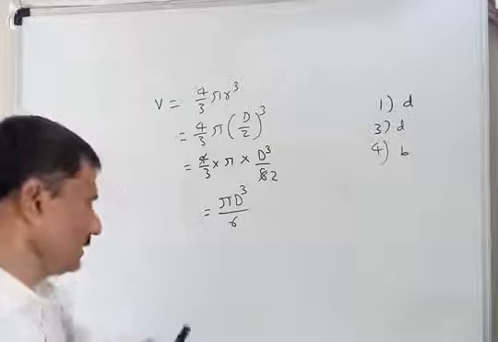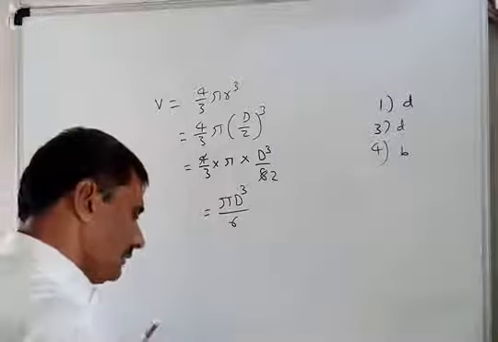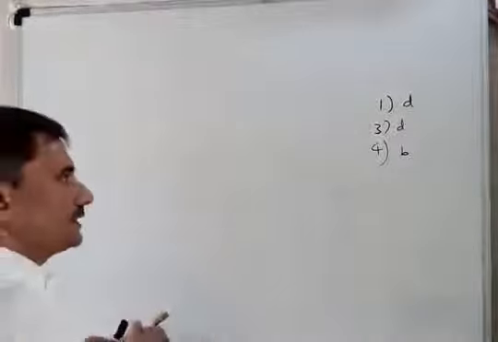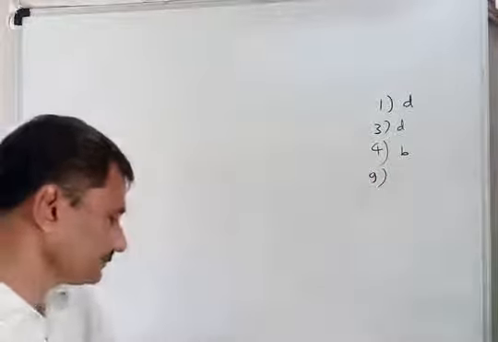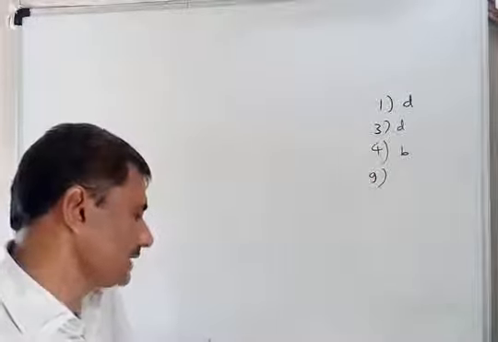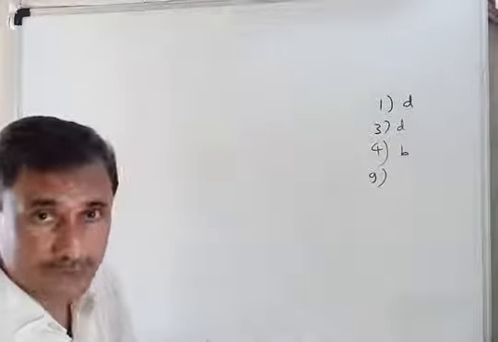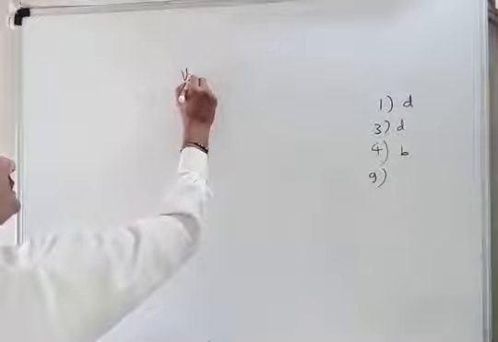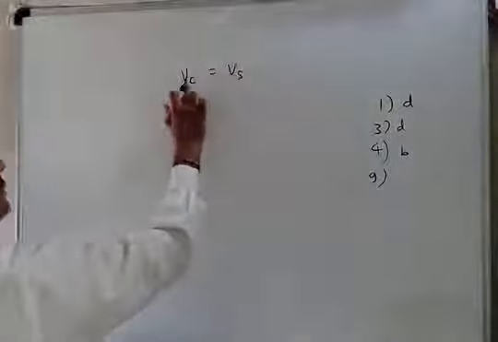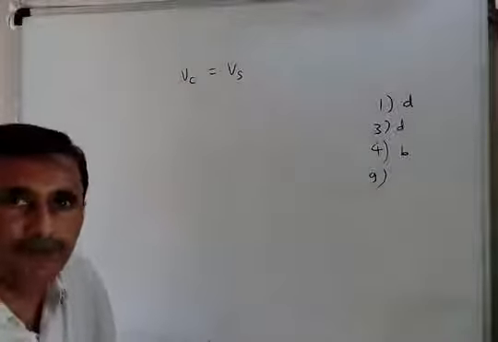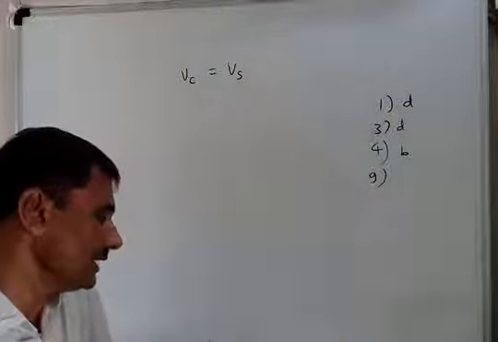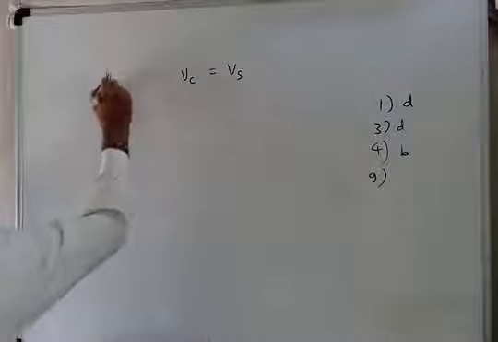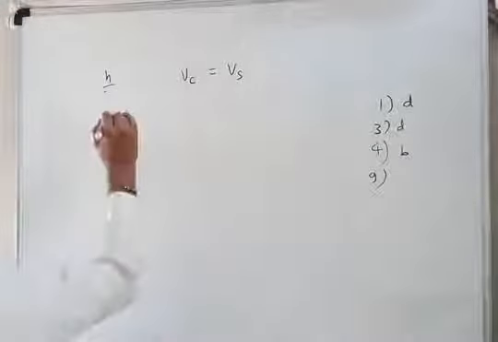Now come to number 9. Just read and try to understand it. Number 9: if a cone and a sphere have equal volume, so a cone and a sphere with equal volumes are given. So Vc equal to Vs, volume of cone equal to volume of sphere, that is given equal. And the radii are also equal. Then what is the ratio of the height of the cone and the diameter of the sphere?